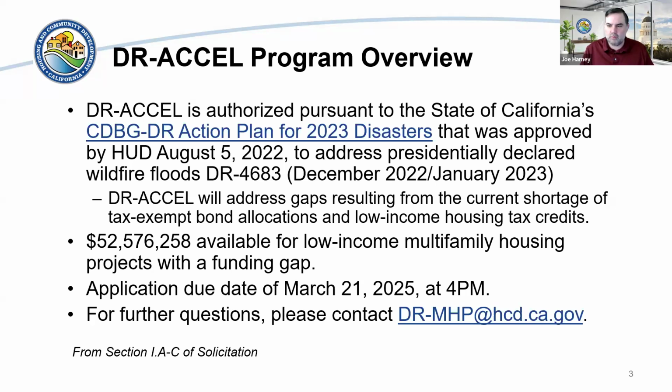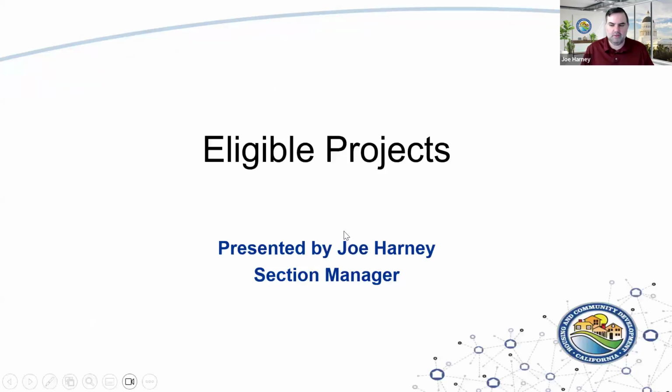$52.5 million will be available for new construction of low-income multifamily housing projects with a funding gap. Applications will be due as of March 21st, 2025 at 4 p.m. If you have any questions regarding the program or the upcoming application, please contact us at dr-mhp@hcd.ca.gov.